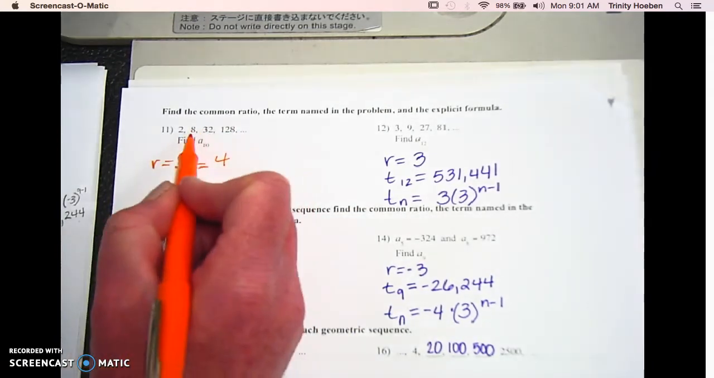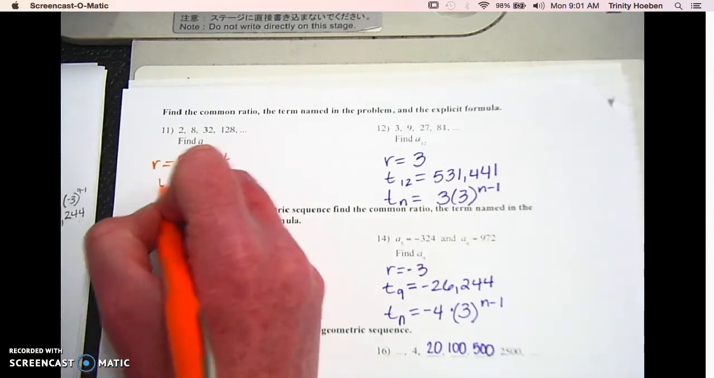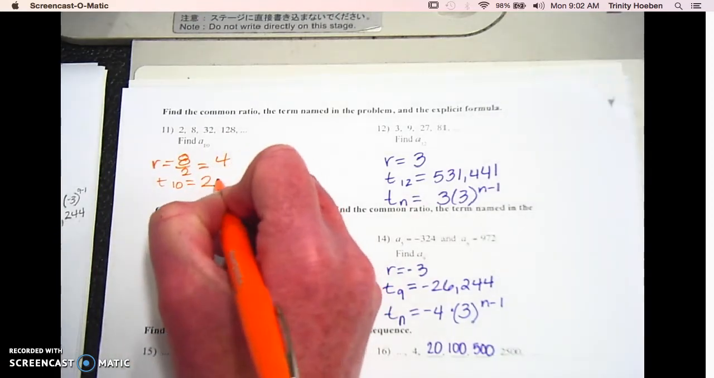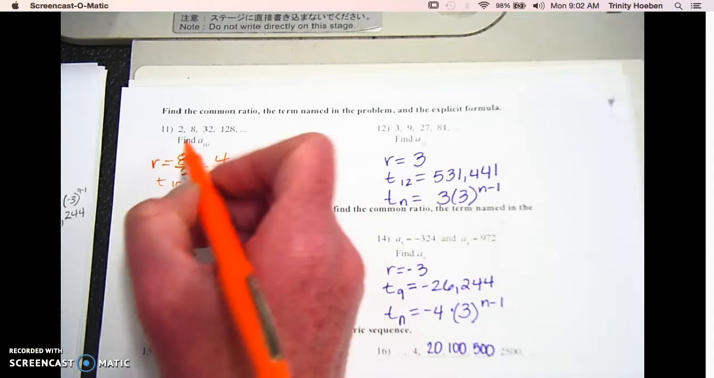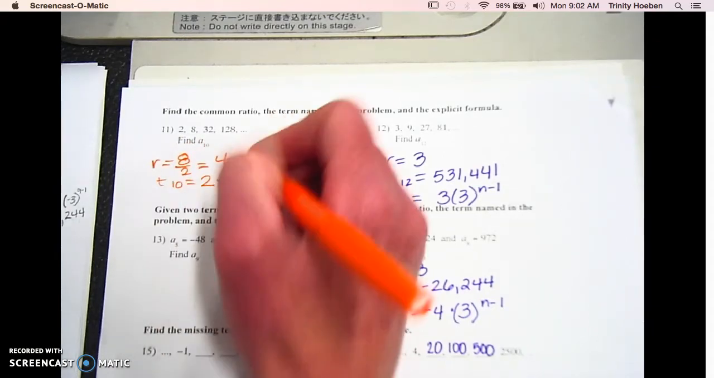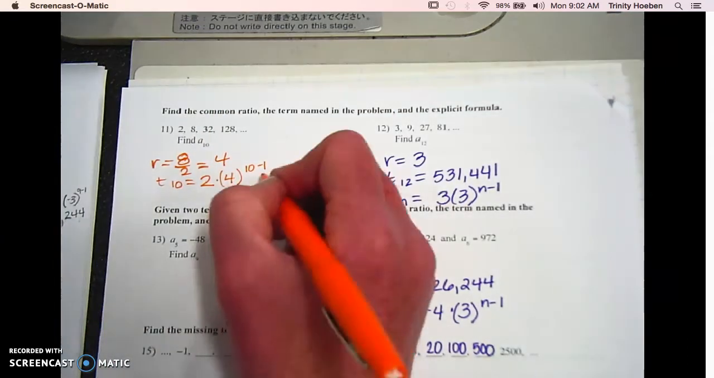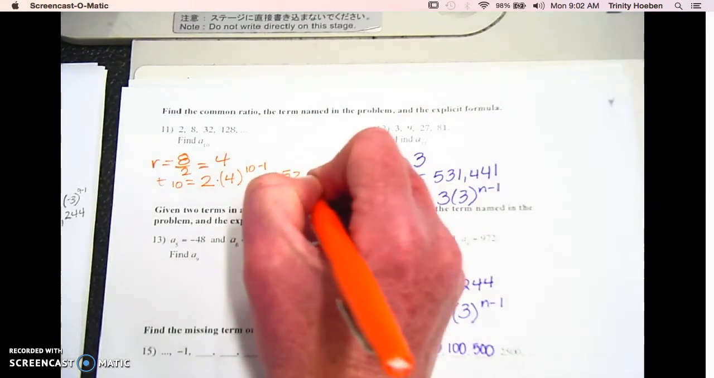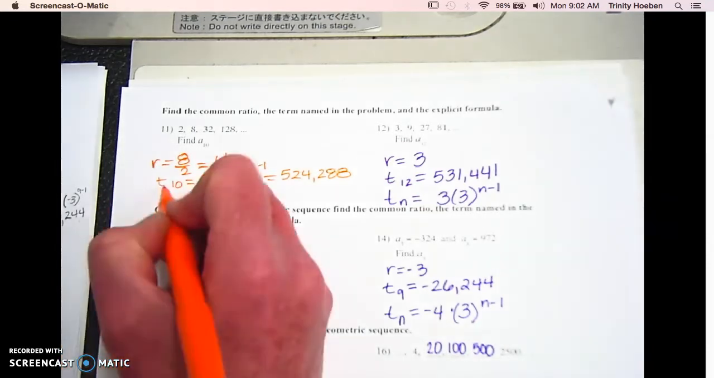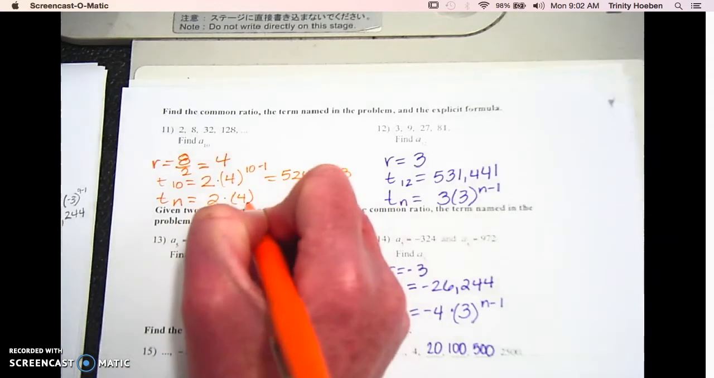And if you kept doing 32 divided by 8, you'd still get 4, or 128 divided by 32, you'd still get 4. So let's find the 10th term. So the formula, we're going to say 2, which is the first term, times the 4, common ratio, to the power of 10 minus 1. And the rest is all calculator work, so plug it into your calculator. You should get 524,288, which makes the explicit formula 2 times 4 to the n minus 1.